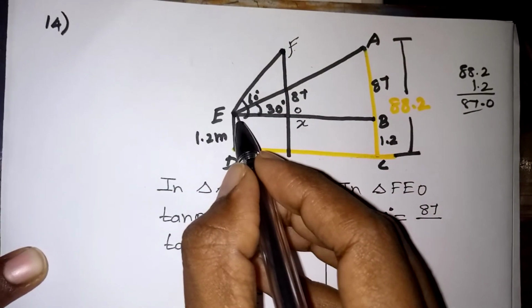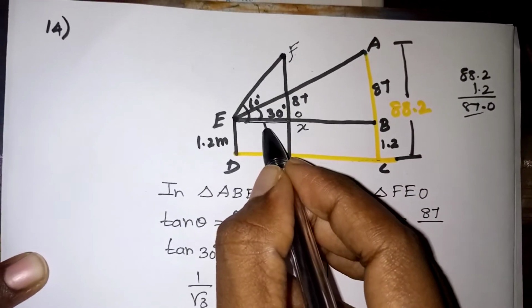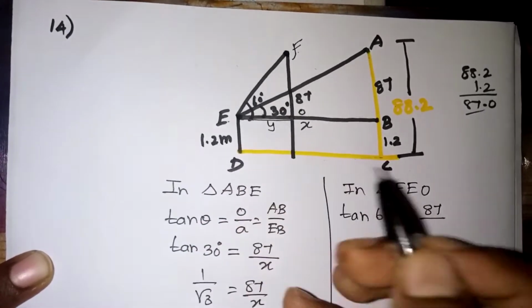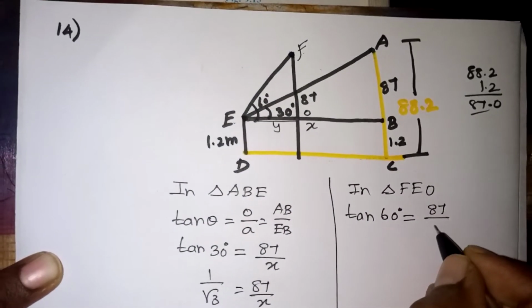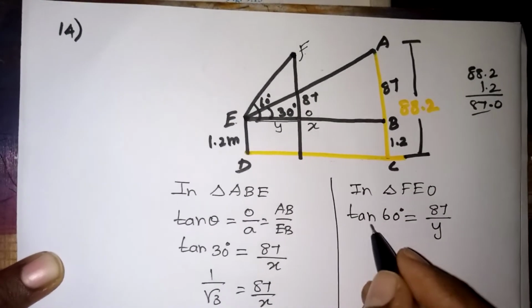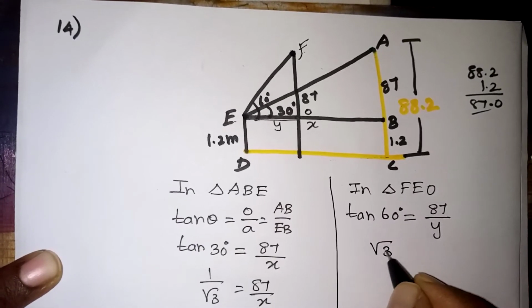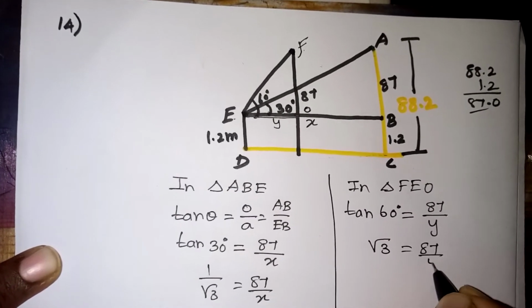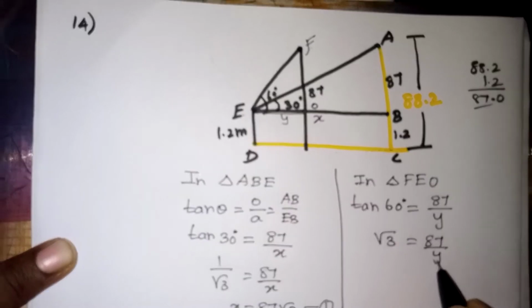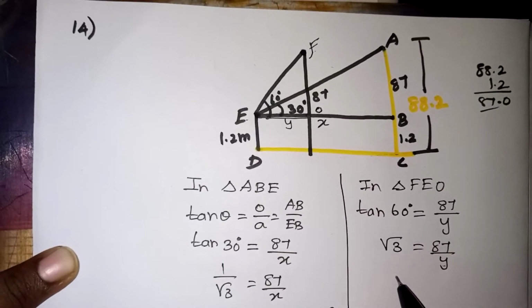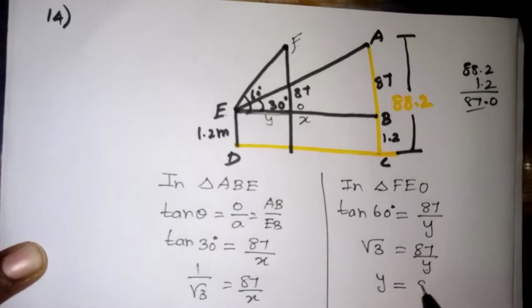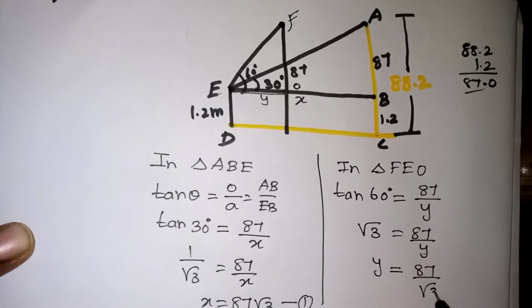Now we need to find this place. Let us take it as Y, only EO we are going to take as Y. Tan 60 degrees value is root 3 from the table, so root 3 equals 87 by Y. Now we want the Y value, so take this Y to this side. So Y is equal to 87 by root 3.